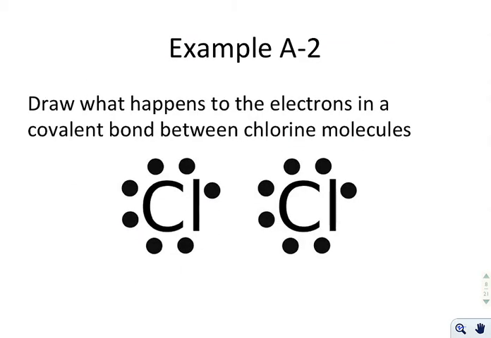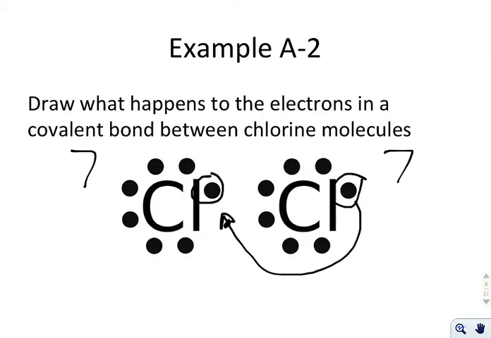So draw what happens to the electrons in a covalent bond between chlorine molecules. The first thing you would realize is these two chlorines want to share an electron because this one right here has 7 electrons and this one has 7 electrons. And what they would like to do is each have 8 electrons. So this chlorine is going to offer this electron over here, and it's going to go in between the two. And this chlorine atom is going to offer this electron to go between the two.